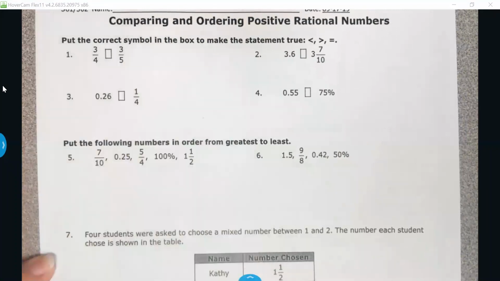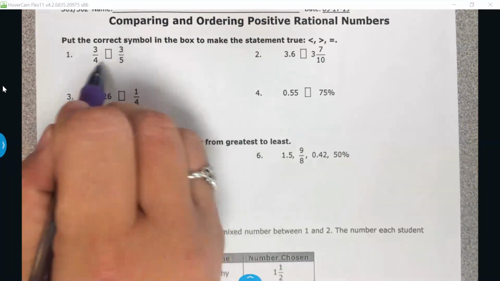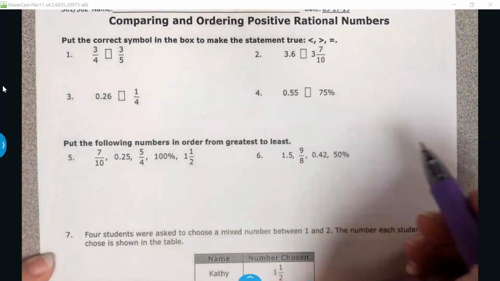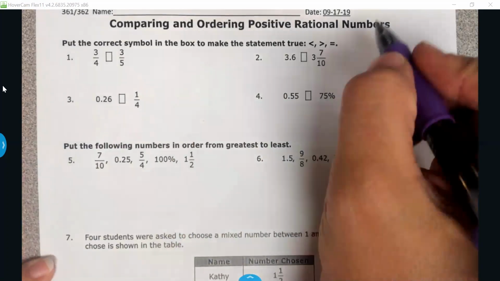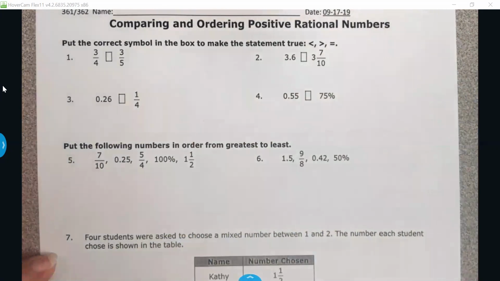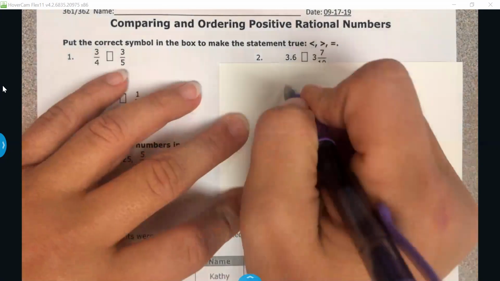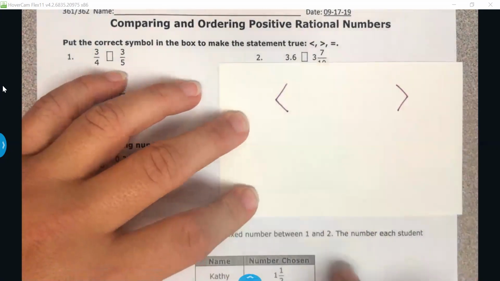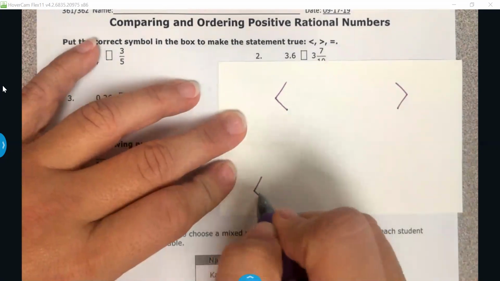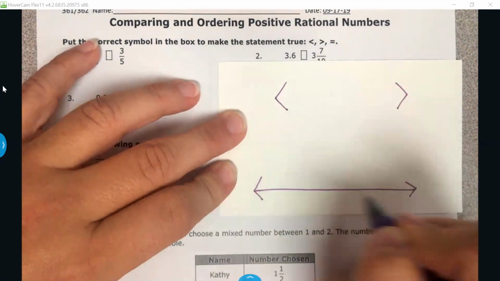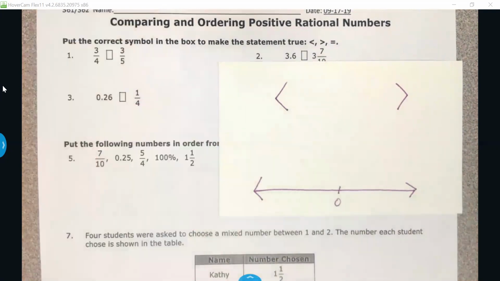So first of all, I'm having to compare fractions: greater than, less than, or equal to. Now, I know many people confuse the greater than symbol and the less than symbol. So first of all, if I think about a number line, I'm going to use that number line to help me.